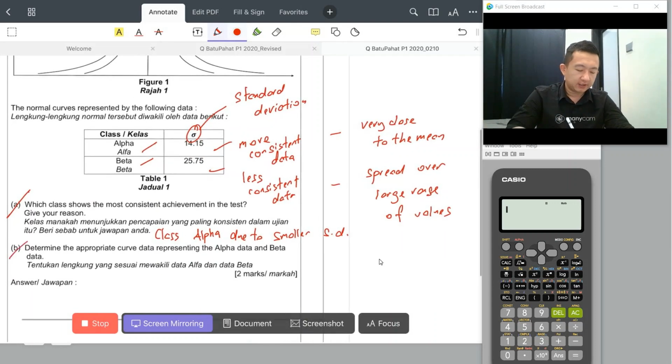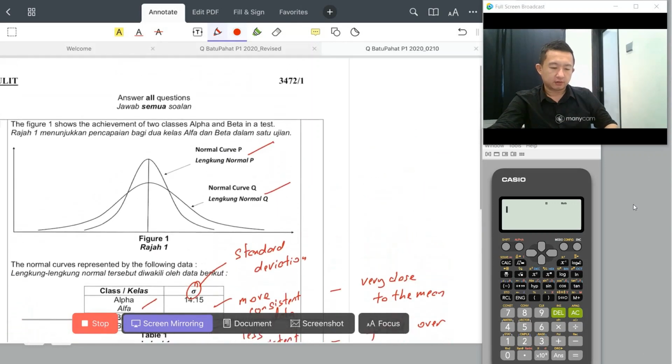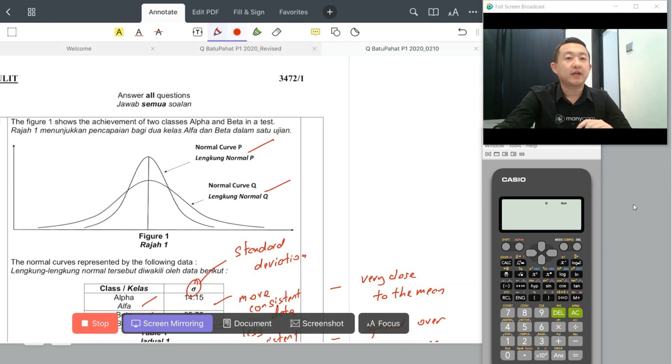And for B, determine the appropriate curve representing the alpha and the beta data. We have to decide the appropriate curve. Do we have the curves? We do, right? This is the normal curve P and Q. Look at the shape and the size of the curve. You have P and Q. Which one is slimmer? P is slimmer, Q is wider.